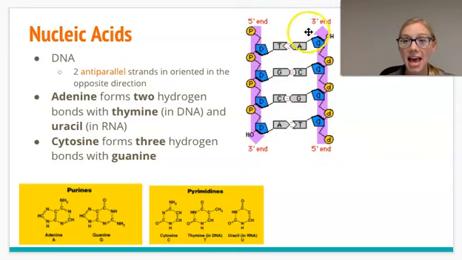So you'll notice that adenine will always bond with thymine, and it will form two hydrogen bonds between those two molecules. And cytosine will bond with guanine with 3 hydrogen bonds. So that will become important a little bit later on when we talk about how DNA replicates and what those hydrogen bonds mean. But that is important to know. And remember that we don't have thymine in RNA. In RNA, we have uracil. So uracil will replace thymine.